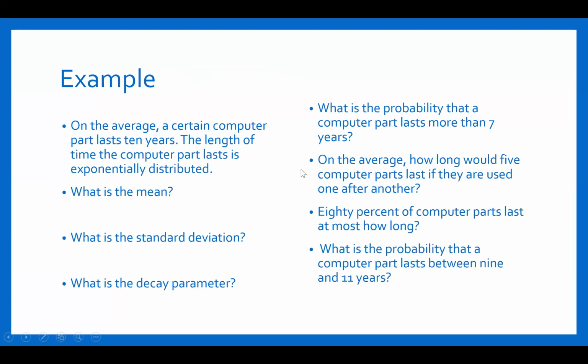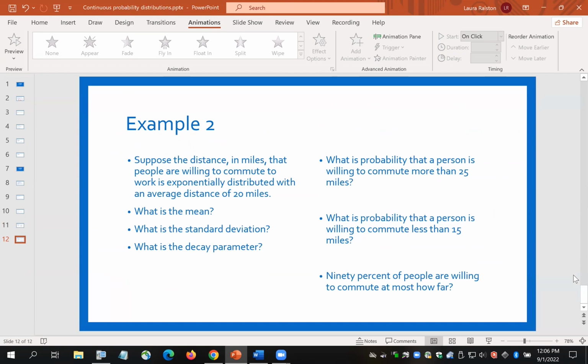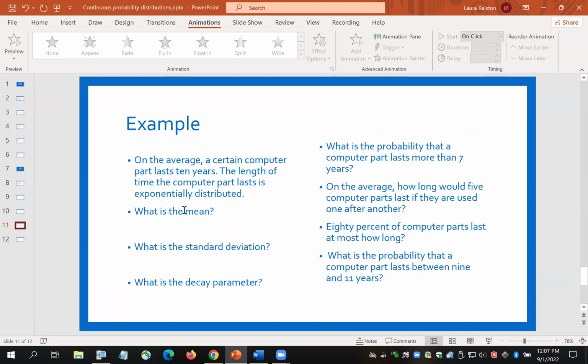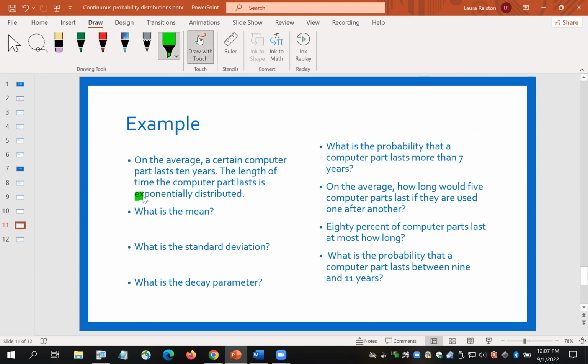Okay, so let's take a look at an example. It says, on average, a certain computer part lasts 10 years. The length of time the computer part lasts is exponentially distributed. So first off, in this scenario, they do tell you that it is exponentially distributed. They also tell you, it says on average, that the average is 10 years.